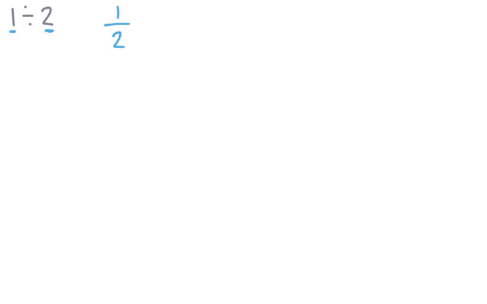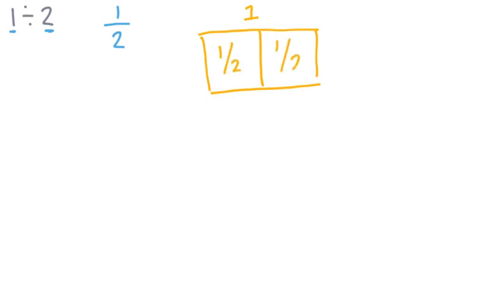And if you can't remember that, you can draw a model. So I've drawn this box, and this whole entire box is 1. And we're dividing this entire box by 2. So I'm going to cut it right down the middle. So we know that one section of this box is going to be 1/2, and the other section of this box is also going to be 1/2.